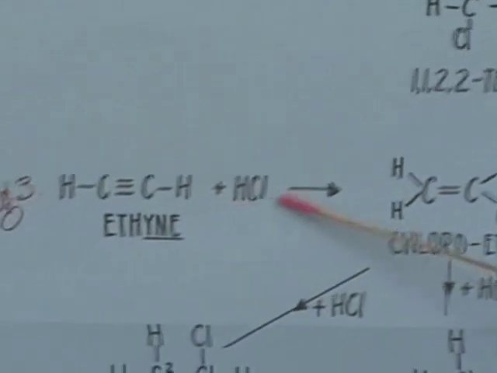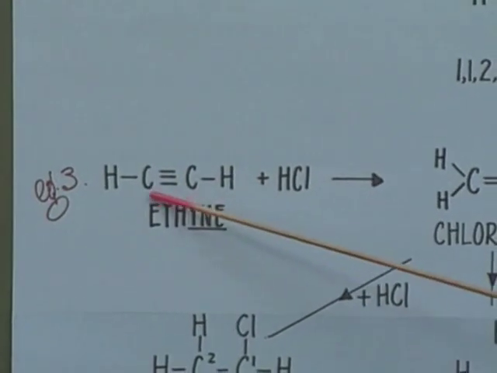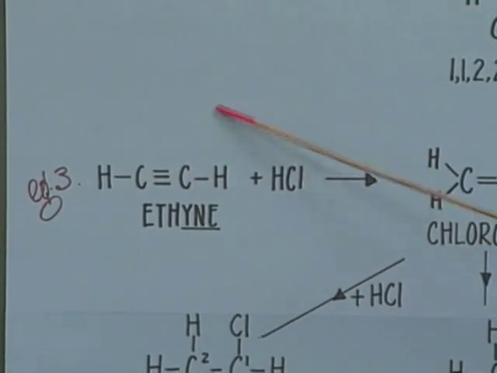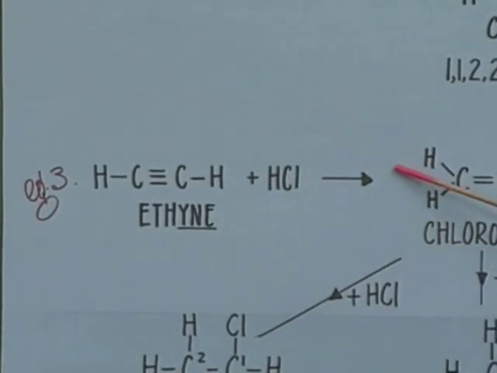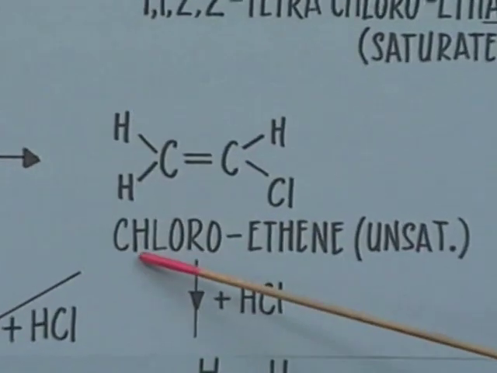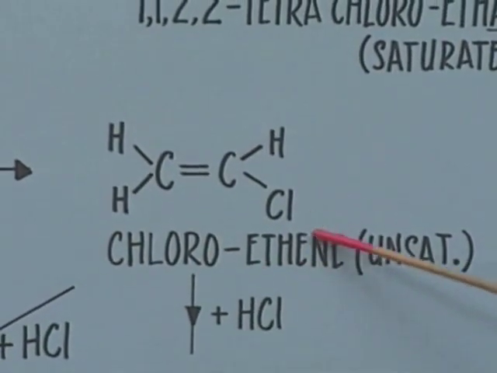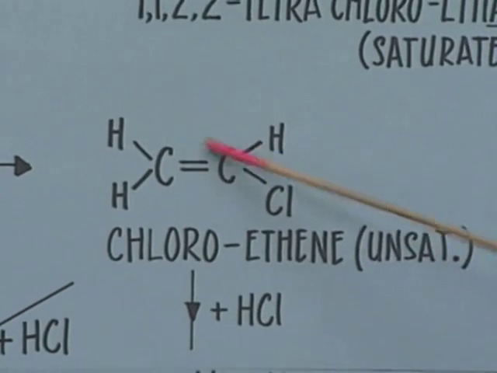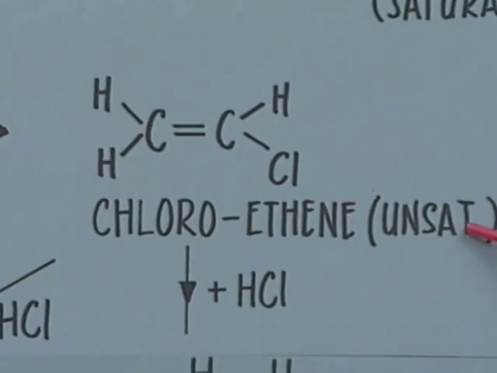When we add HCl to ethyne, the H atom is added to one carbon atom and the chlorine atom to the other triply bonded carbon atom. And we have this compound that we call chloroethene. You see, the chlorine goes on the one carbon atom and the H atom onto the other. Now this is still unsaturated.